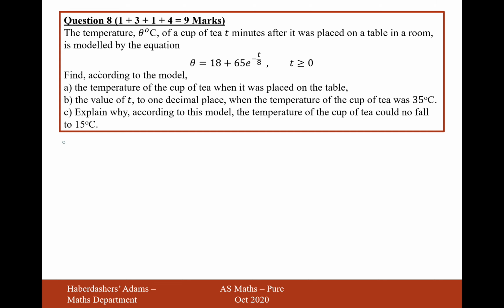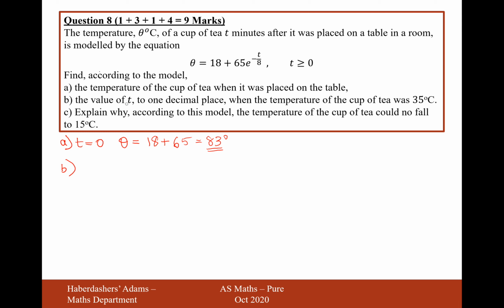when it's placed on the table. That's effectively when t is equal to 0. So substituting t = 0, θ is going to equal 18 plus, now e to the power of 0 is 1, anything to the power of 0 is 1, so it's 18 + 65, which is going to be equal to 83. Quite a hot cup of tea there.